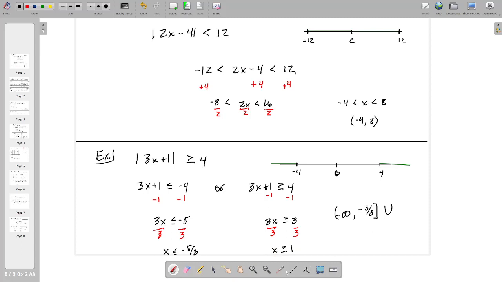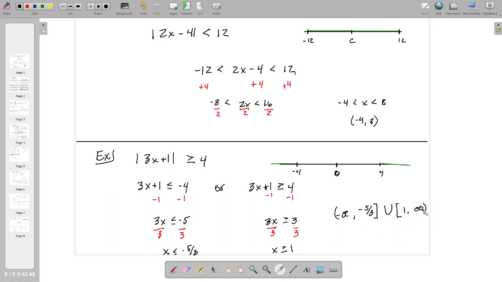Now we have to union with these values. So we're saying x is either in this interval or the interval I'm writing right now. Now we use a bracket because it's greater than or equal to. The equal to is within the inequality here, so we use a bracket at 1. And values up to infinity are greater than 1.